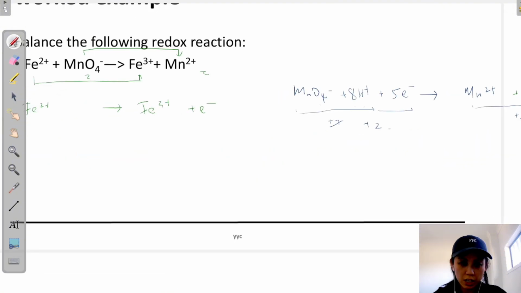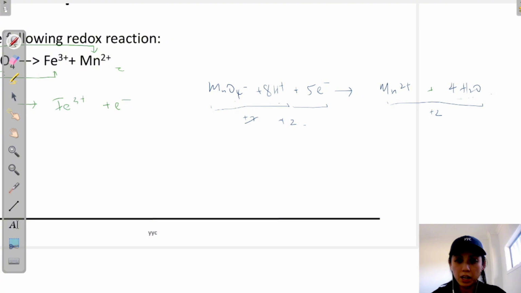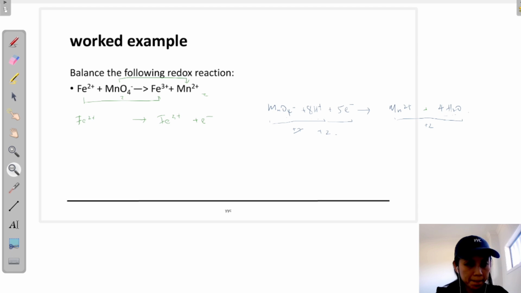Oxidation, so iron 2+ undergoes oxidation to lose 1 electron. Permanganate ions undergo reduction by gaining 5 electrons to form manganese ions and 4 water molecules. Great. Now, if I wanted to put these two together and combine it into a full redox reaction, I'd have to think, okay, now the electrons are imbalanced. I've got 1 here and I've got 5 here.